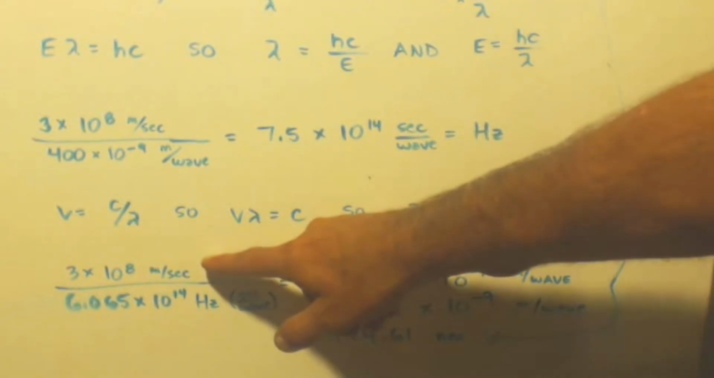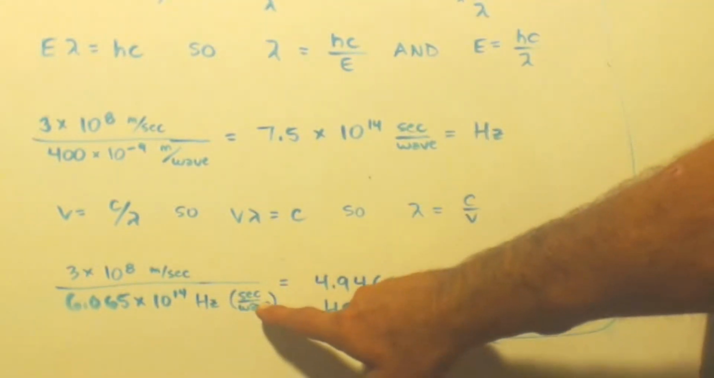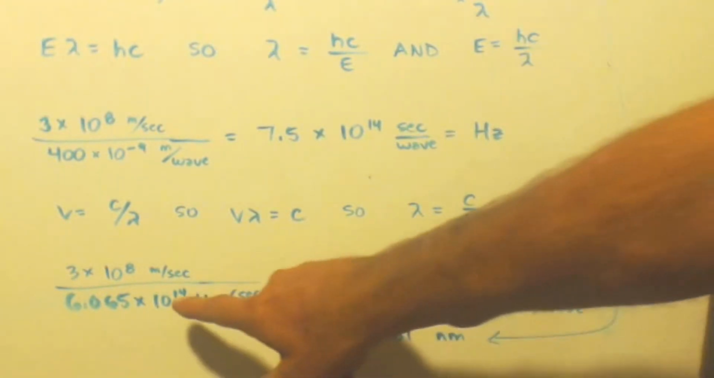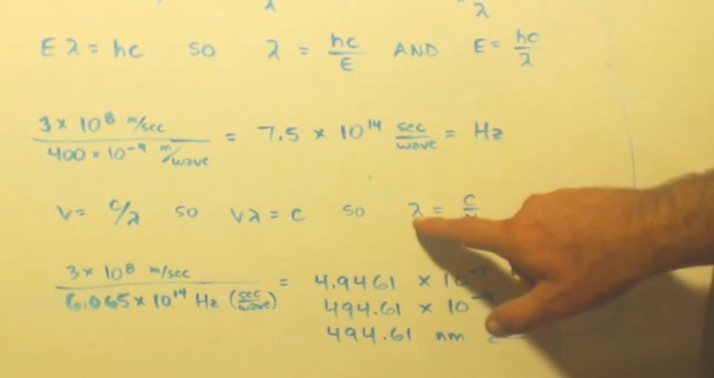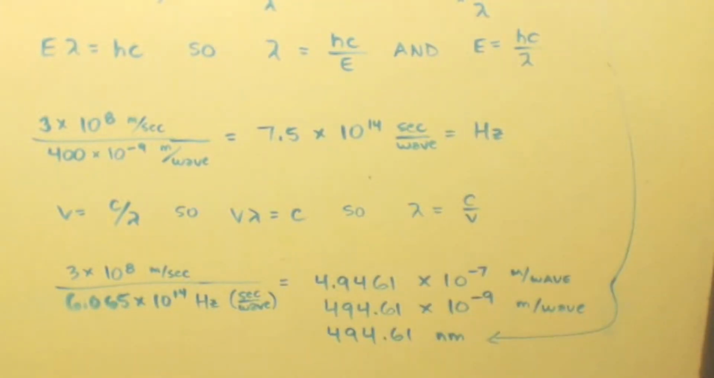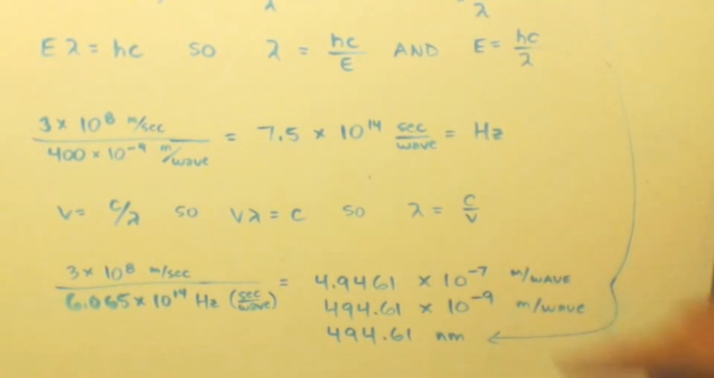So I take my speed of light, I divide it by the hertz, or the frequency, second per wave that I had, right? Because I want to get my nanometers. I want to get my lambda. Lambda equals C over V. So anyways, I plug it into the calculator, I get this.